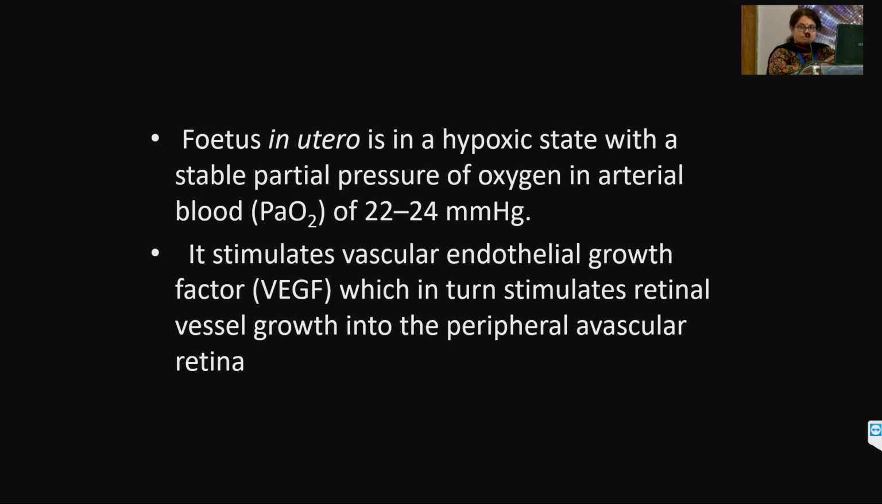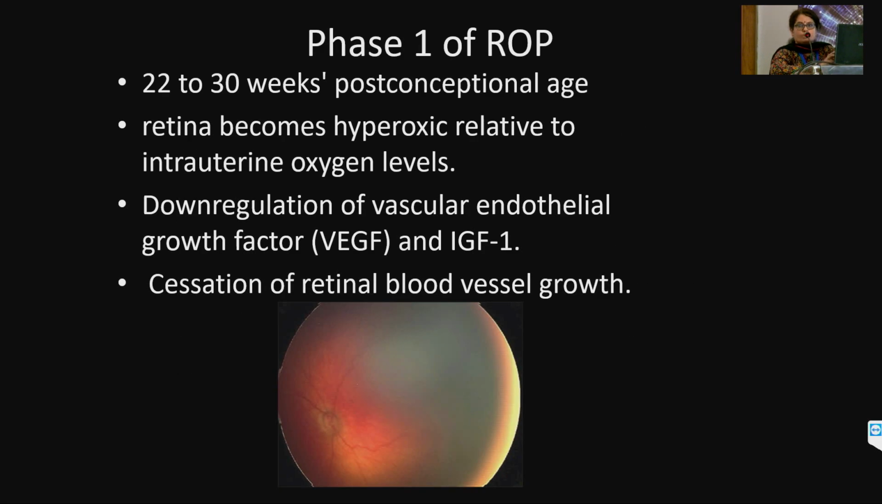So when the child is born into a high oxygen atmosphere, there is a sudden change from the hypoxic state to the hyperoxic state. Especially when the child is born premature, supplemental oxygen is given for the well-being of the child. That itself will increase the risk factors. So the child goes from a hypoxic into a hyperoxic state. So what happens then? This is phase 1 of ROP, the first phase.